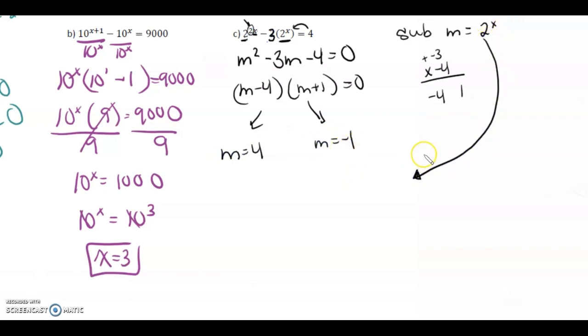But because we subbed in, we now have to sub back in for the m. So I get 2 to the x equals 4 as one of my solutions, and 2 to the x equals negative 1. Well, 2 to the x is never going to equal a negative number. Okay, this is inadmissible.